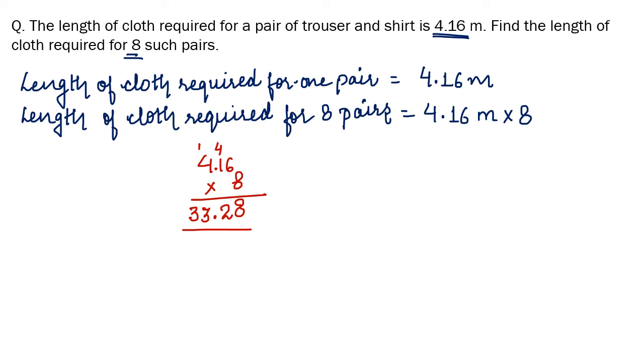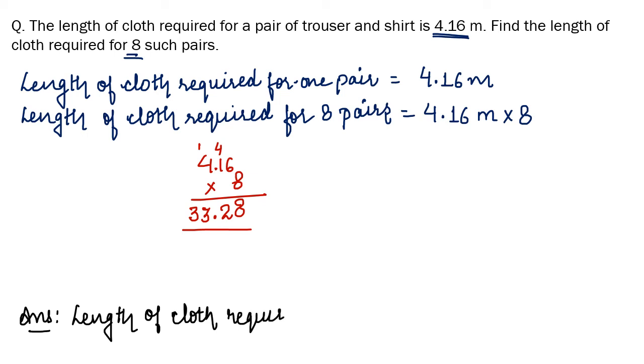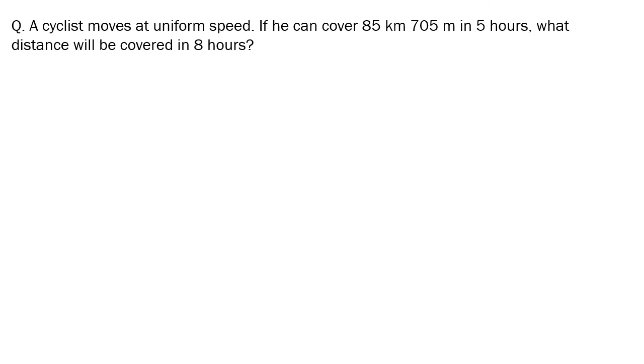So the answer is, length of cloth required for 8 pairs is equal to 33.28 meter.